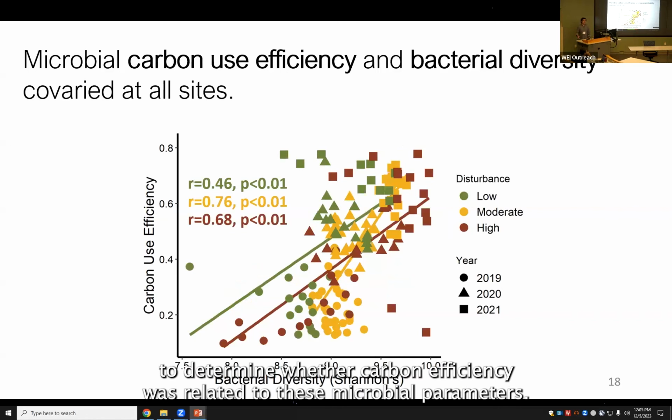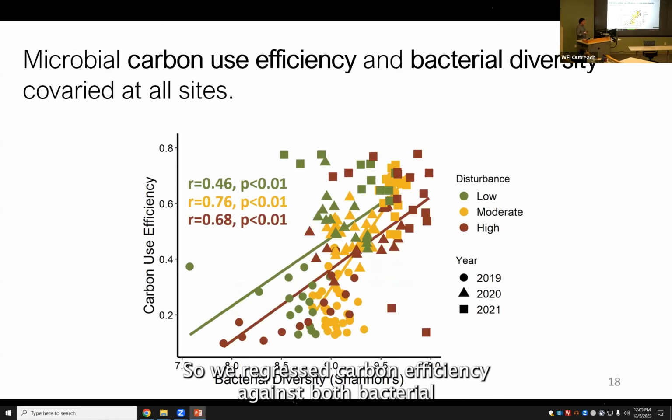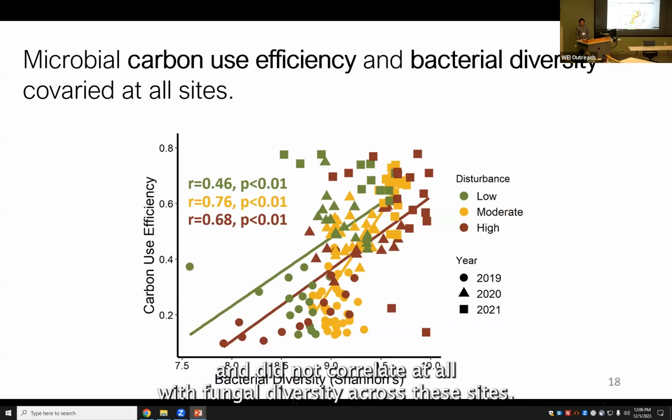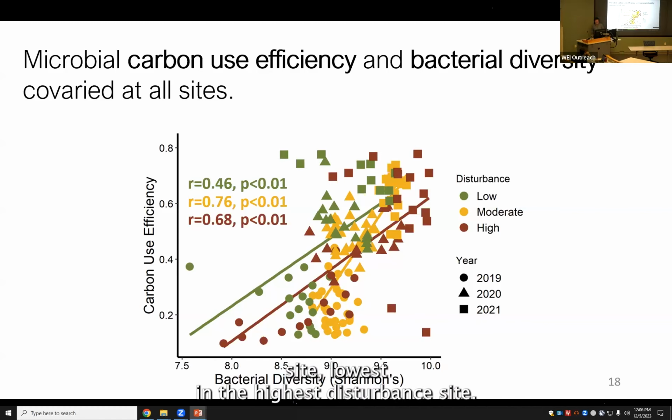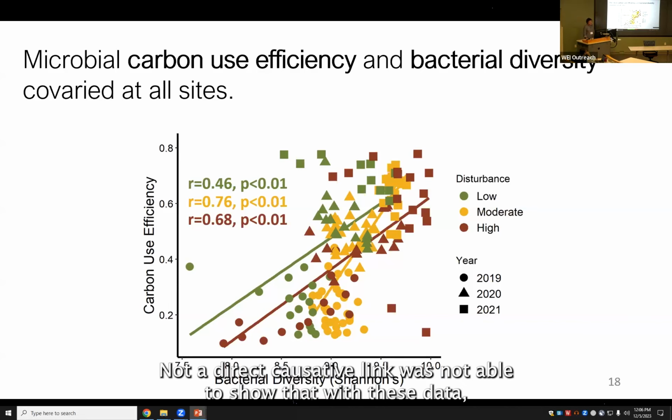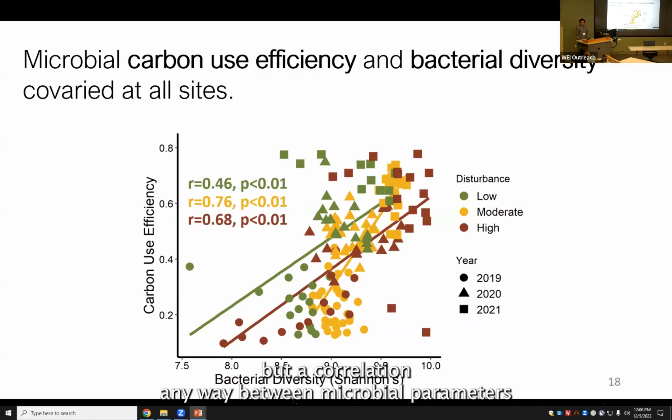We then aimed to determine whether carbon use efficiency was related to these microbial parameters. So we regressed carbon use efficiency against both bacterial and fungal diversity. And we found that microbial CUE strongly correlated with bacterial diversity at all sites and did not correlate at all with fungal diversity across these sites. And the correlation here was strongest in the moderate disturbance site, lowest in the highest disturbance site. So here there seems to be some correlation, not a direct causative link. We're just not able to show that with these data, but a correlation anyway between microbial parameters and carbon use efficiency.